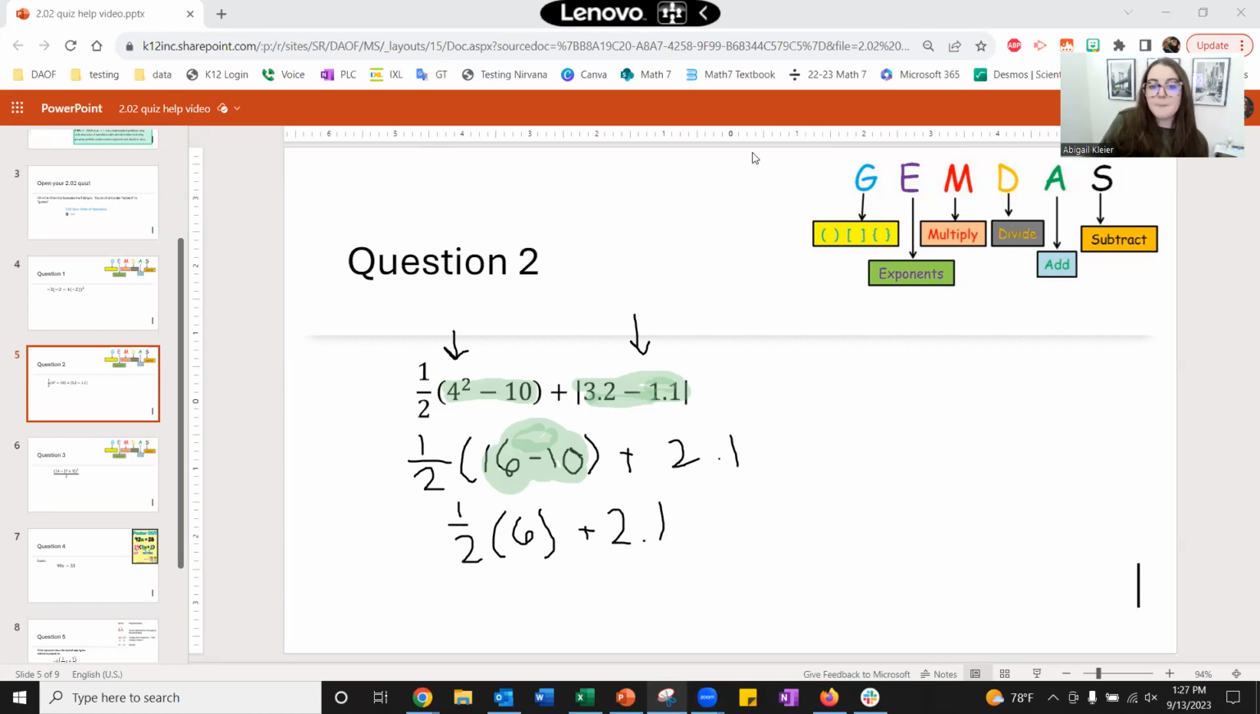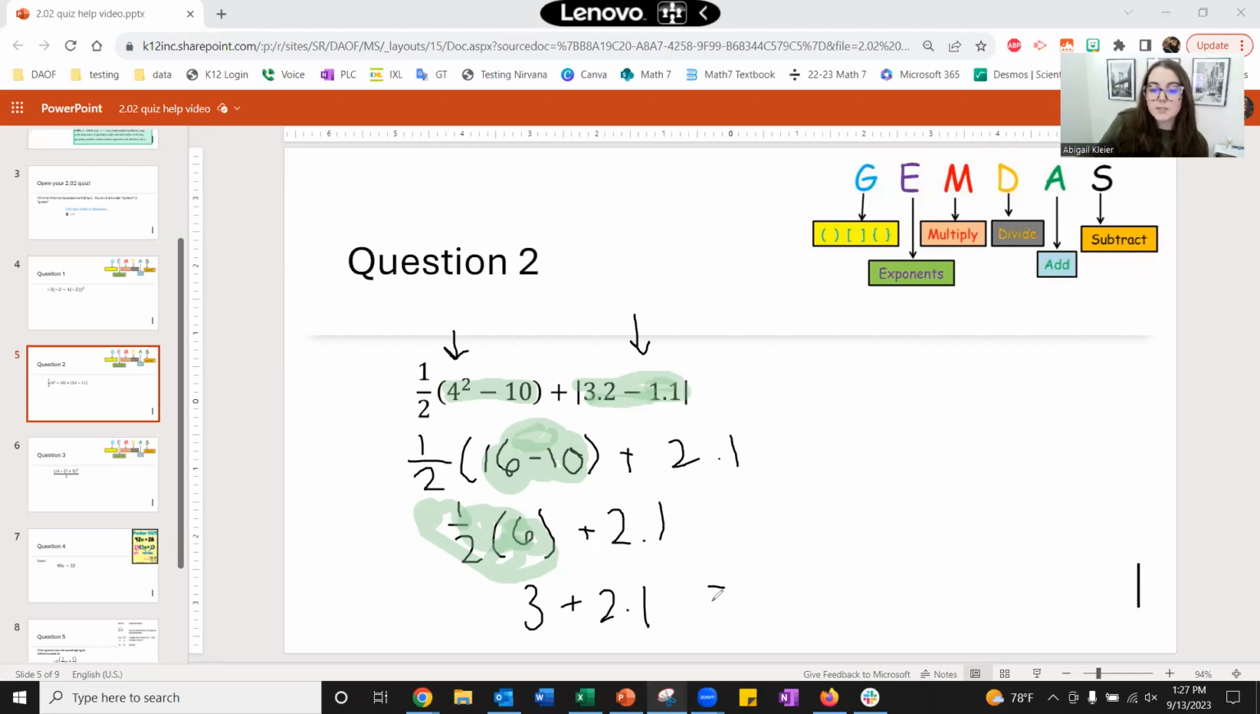All right, next step. Now we have two operations left. We have multiplication and we have addition. Multiplication comes before division or addition. So I'm going to multiply these together. 1/2 times 6 is 3. And I bring down everything else.